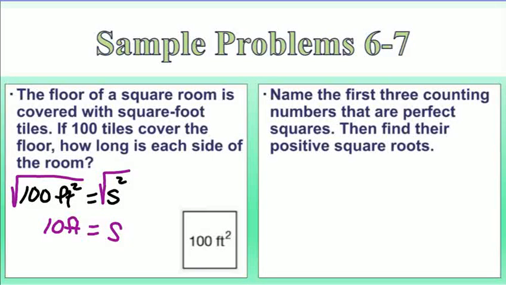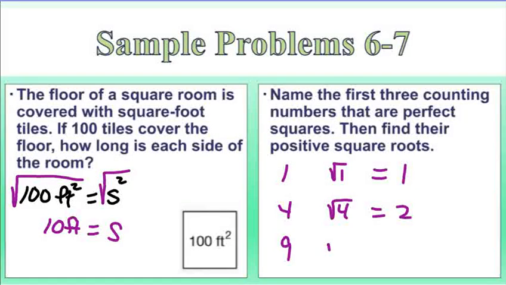And name the first 3 counting numbers that are perfect squares and find their positive square roots. So we would have 1, we would have 4, and we would have 9. Those are the first 3 counting numbers that are perfect squares. And their roots would be, so the square root of 1 would be 1, the square root of 4 would be 2, and the square root of 9 would be 3.